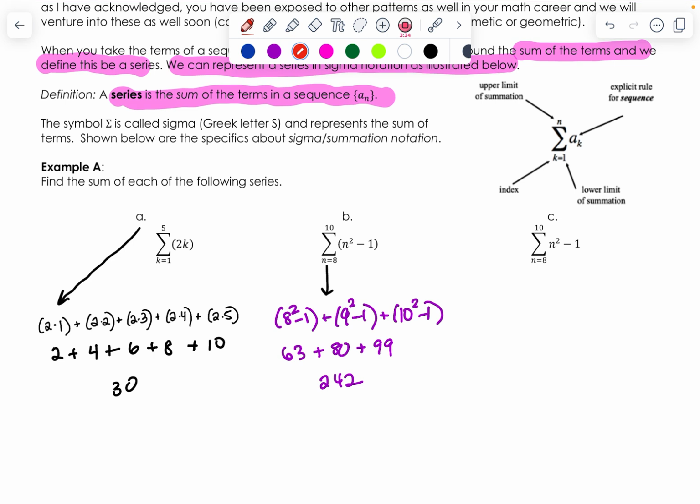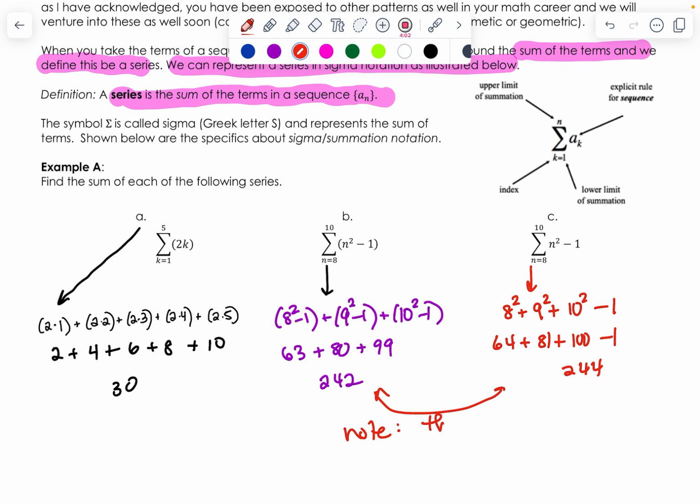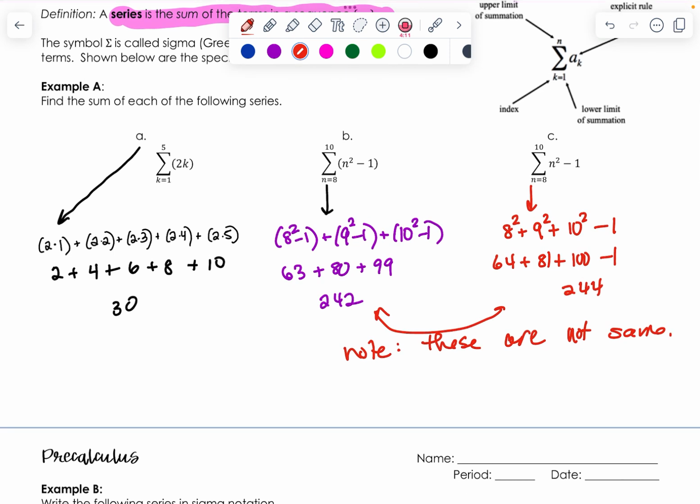All right, so in letter C, I want you to notice I don't have a parenthesis around the n squared, so it really matters. So this is going to be 8 squared plus 9 squared plus 10 squared, and then we are literally just going to subtract 1. So what I want you to notice, these are not the same. So parentheses matter, okay? The parentheses matter.